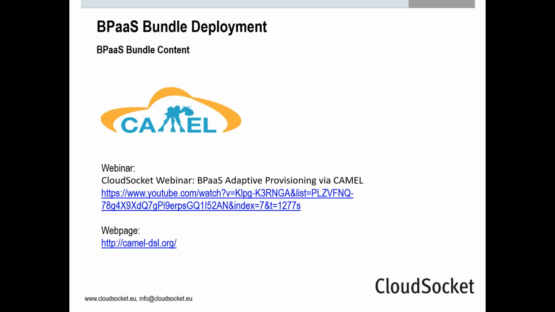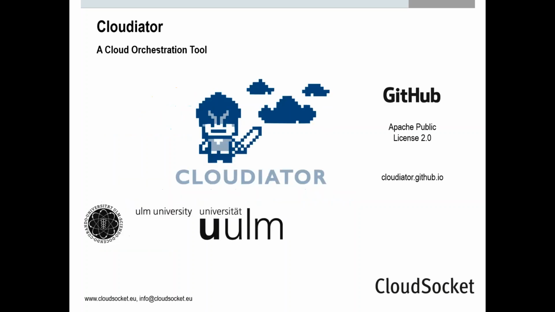Now, let's come to the Cloudiator framework and let's see how it is exploited in CloudSocket and what are its actual capabilities. The Cloudiator framework is developed by the Ulm University. It is completely open source, available on GitHub under the Apache 2 license.